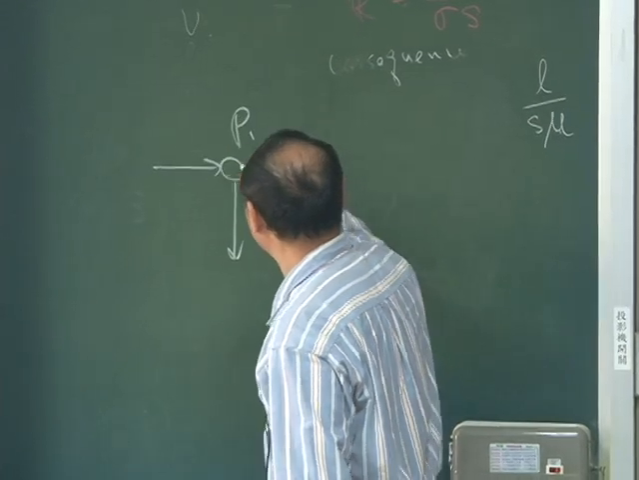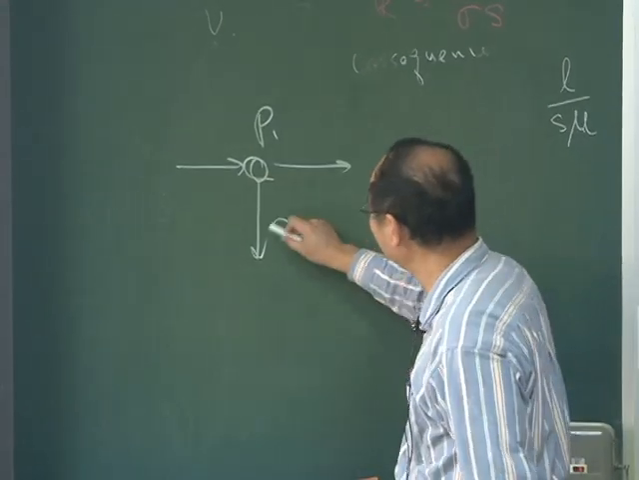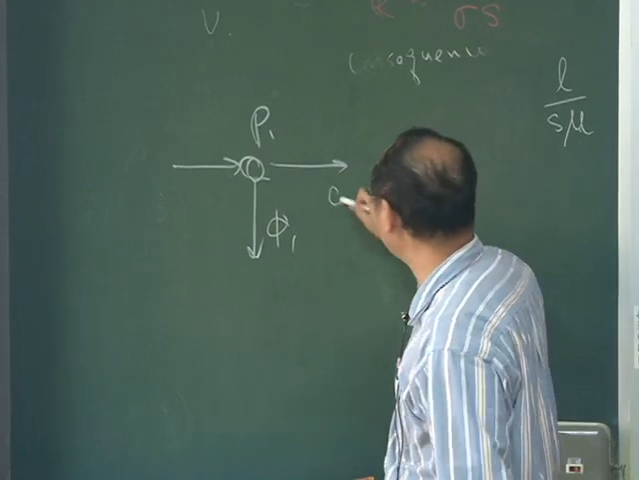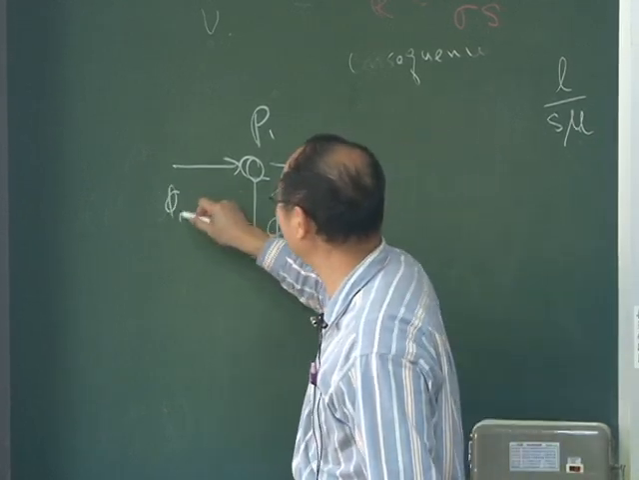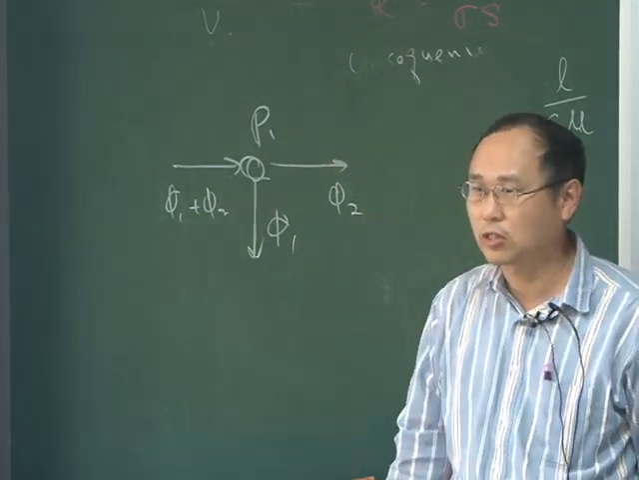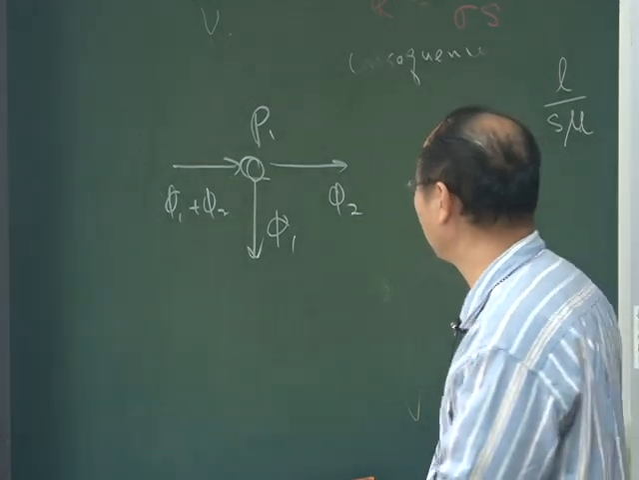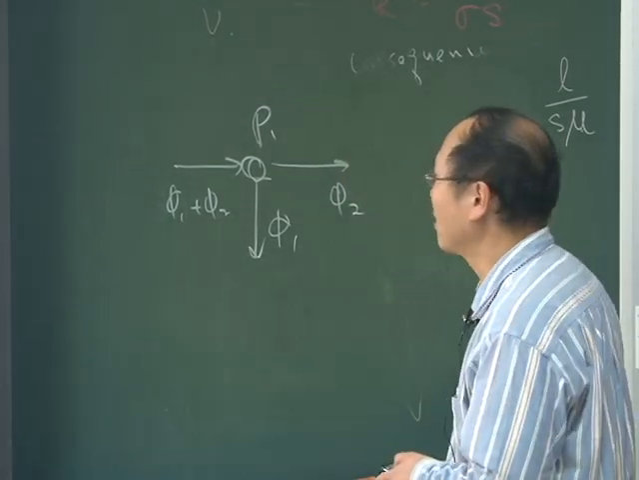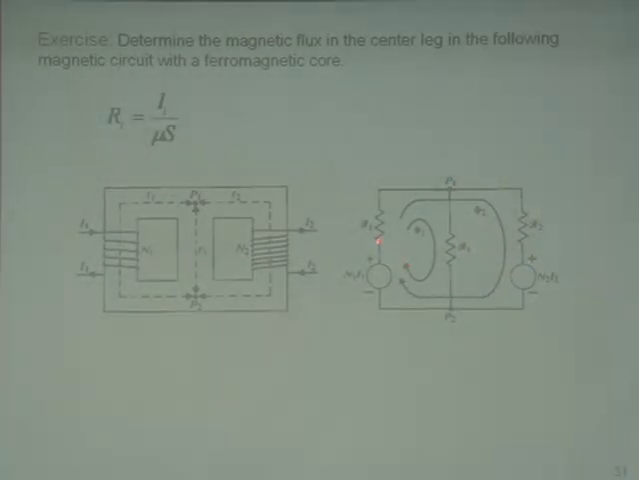For P1, if you have phi 1 right here, and you have phi 2 right here, then you have phi 1 plus phi 2 here. Right, 这是 Kirchhoff's current law give you this relationship at P1. So this is very consistent with the Kirchhoff's current law.